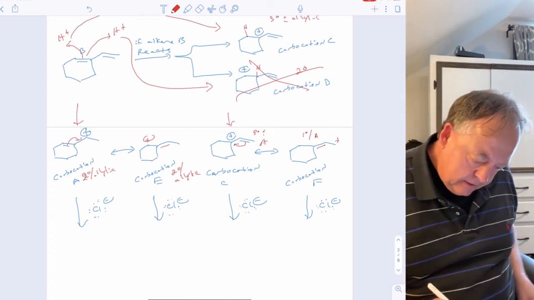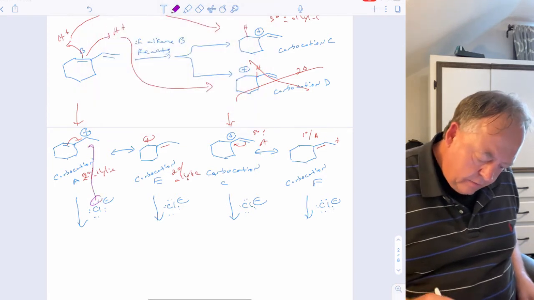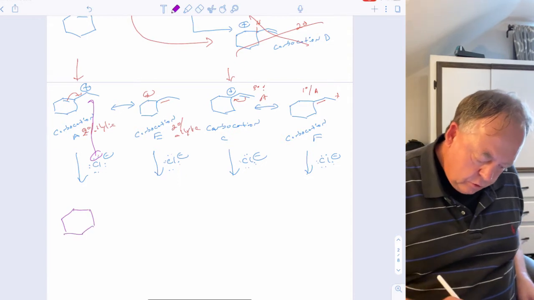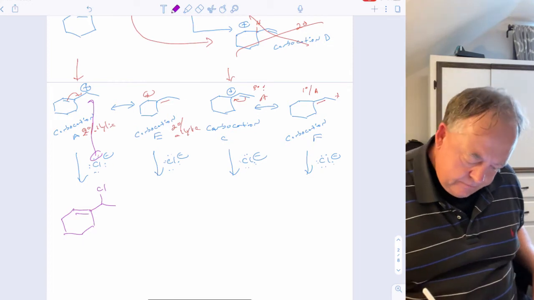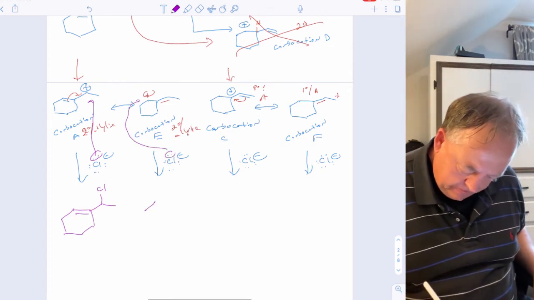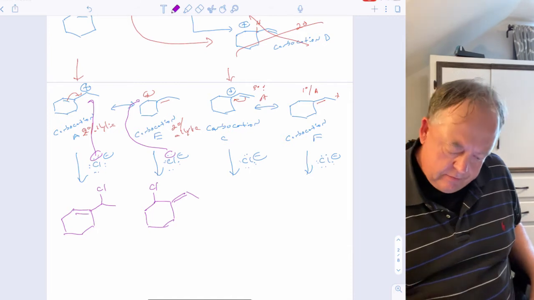So the Cl minus could attack that carbon before you drew the resonance structure. So you could have made that product. Or once you drew the resonance structure, then you could have had the Cl there. And you could have made that product.